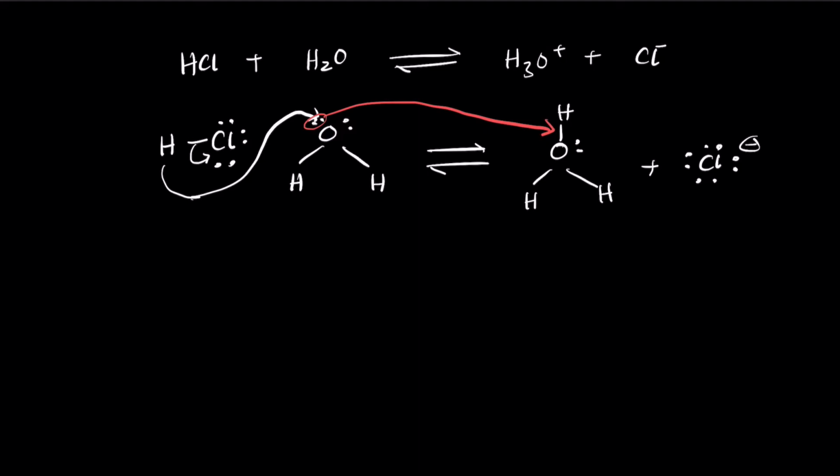So let's take a look at the example here. Which is the one that donates here? So this is the proton donor, and this is the proton acceptor.